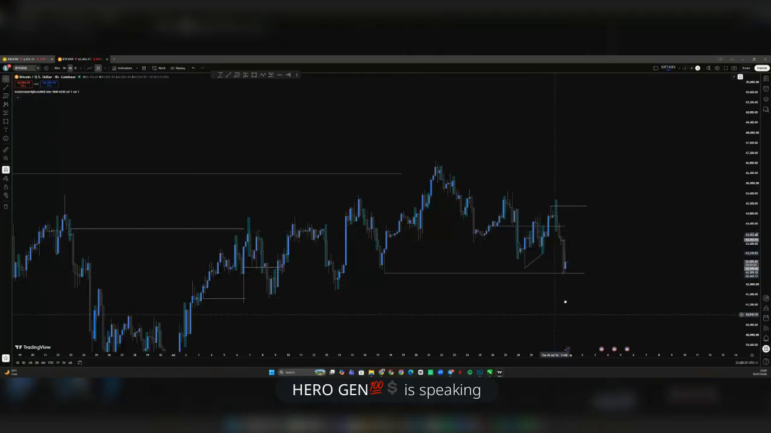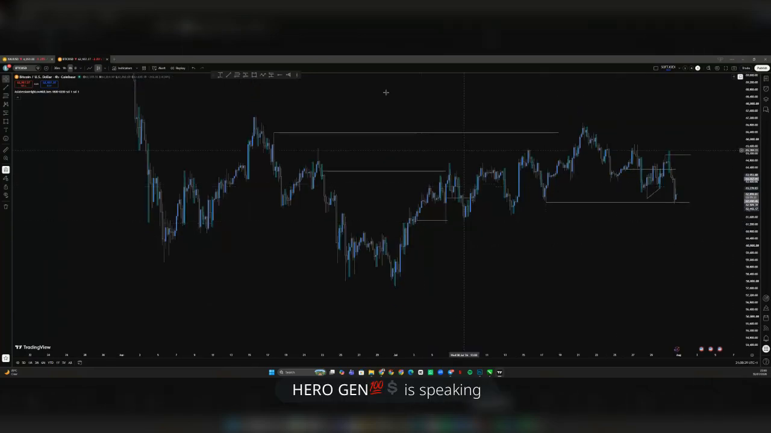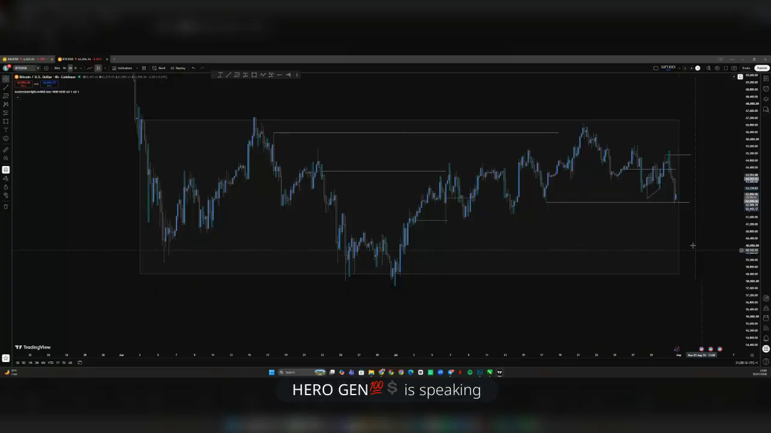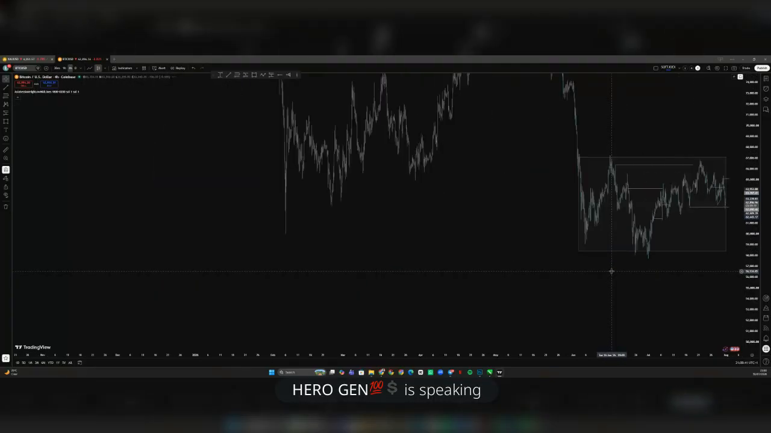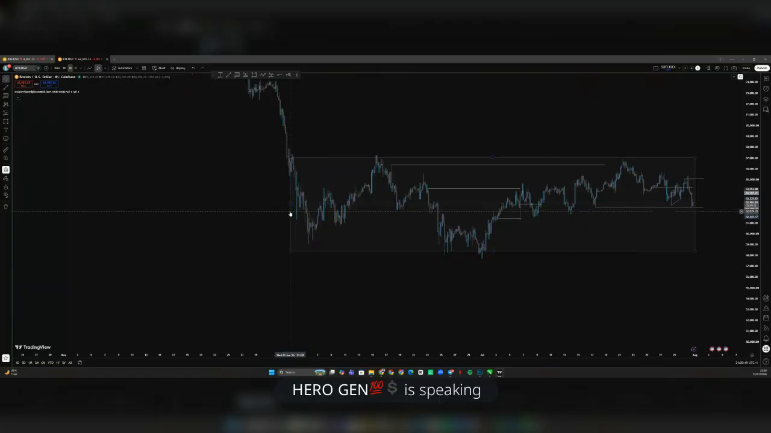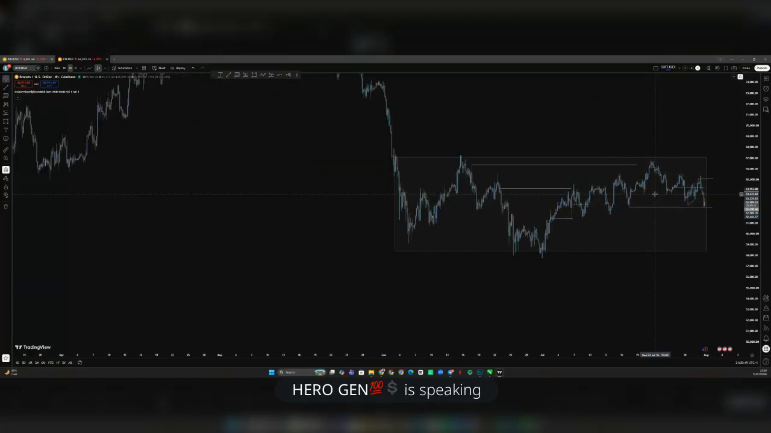The sequence of the range has already finished. The price has been ranging for, wow, it's a lot of range. BTC has been ranging for close to 2 months.